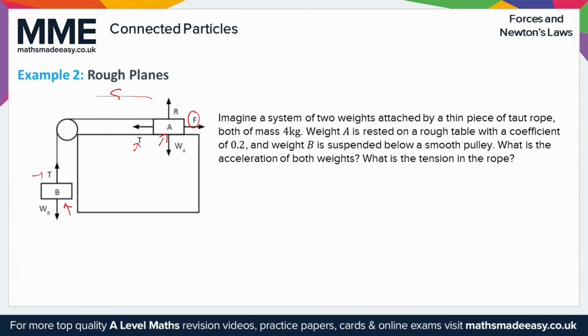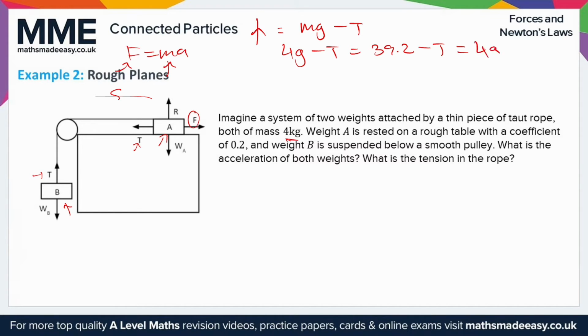We can take the vertical direction for B. So the resultant force is going to be its weight minus the tension. So it's going to be mg minus T. In this case, do we know the weight? Yep, the mass. They're both 4 kilograms, so it's going to be 4g minus T. So therefore, it's going to be 39.2 minus T. And using F equals ma, we know that this is a resultant force that we just found. We know its mass, so we can write this as 4a.